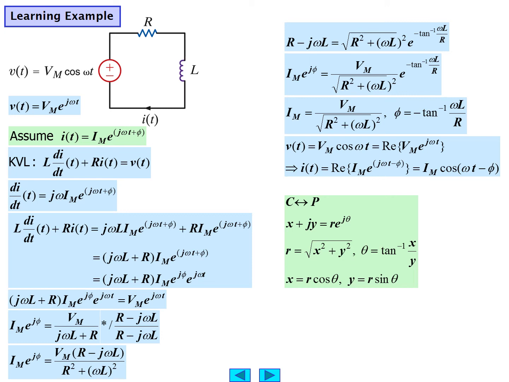Starting with v of t is equal to Vm cosine omega t. Another way of writing it is the real part of a complex number. That's v sub m e to the j omega t. The real part is equivalent to v sub m cosine omega t. And likewise, I of t, the real part of I sub m e to the quantity j omega t minus phi, is equal to I sub m cosine omega t minus phi, and that's written as now a real analytical function rather than a complex function.